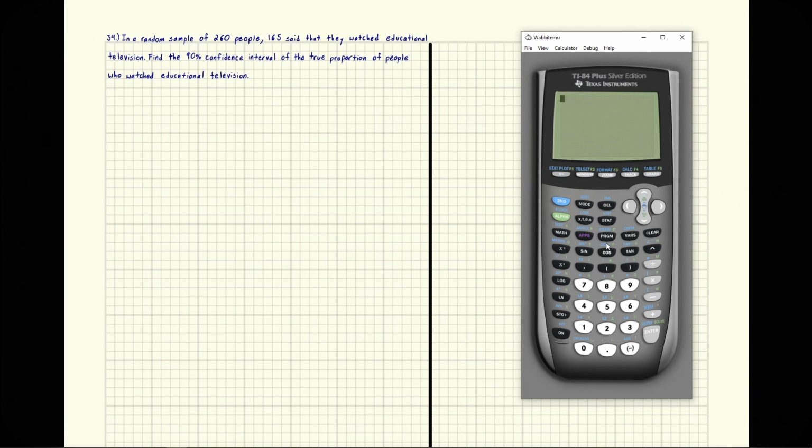Eric Burgess here. In a random sample of 260 people, 165 said that they watch educational television. Find the 90% confidence interval of the true proportion of people who watch educational television.